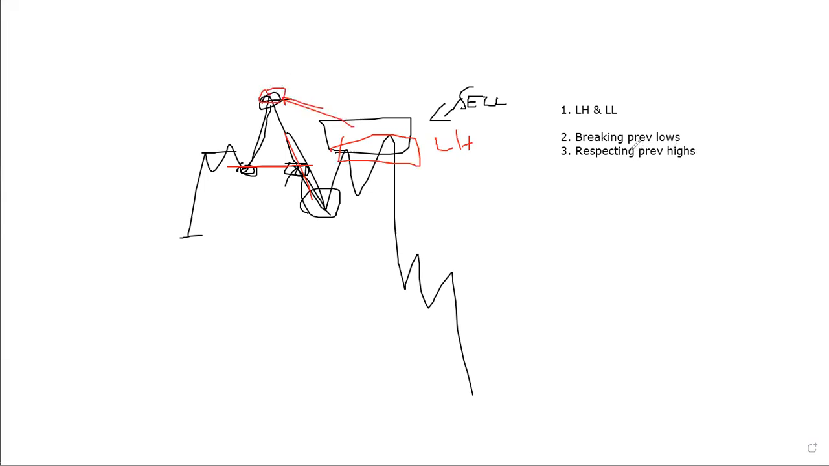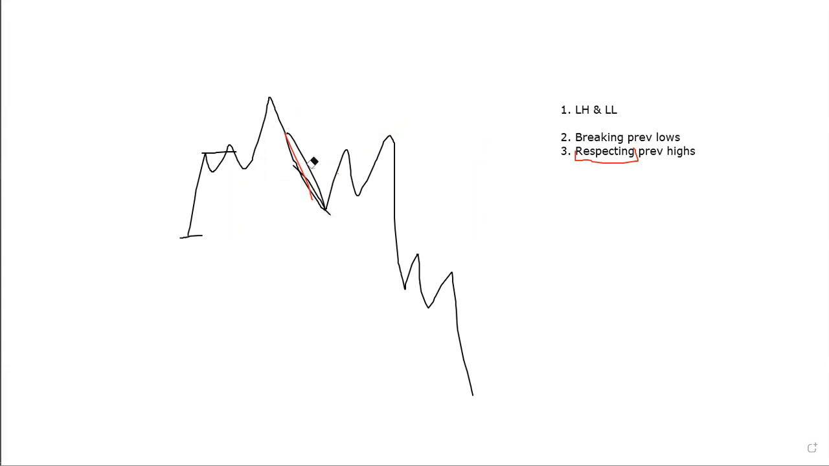Respecting previous highs simply means that the previous high is not violated, or price does not trade and close above it. Price can always wick above it, right? That is completely normal if that does happen. However, remember that market structure is not the only precedent that you would use to take your trades, right?